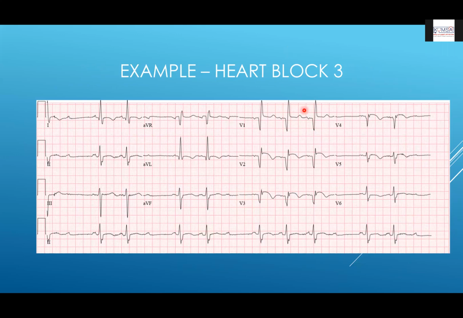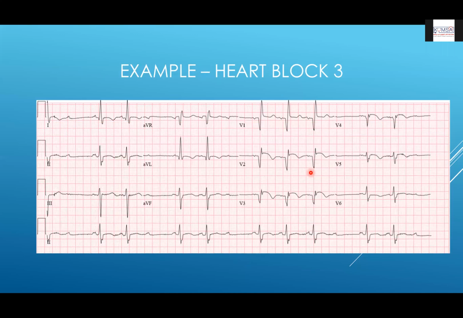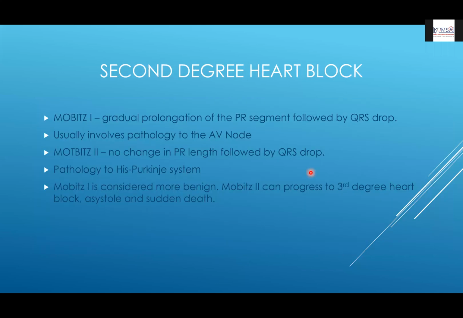So this is the third example of a heart block. And same thing, we say this is a regularly irregular heart rate. QRSs are preceded by a P wave, but not all P waves are followed by QRSs. And if we look closer at the PR interval, we see that it's not prolonging, it's fixed, until it drops here.